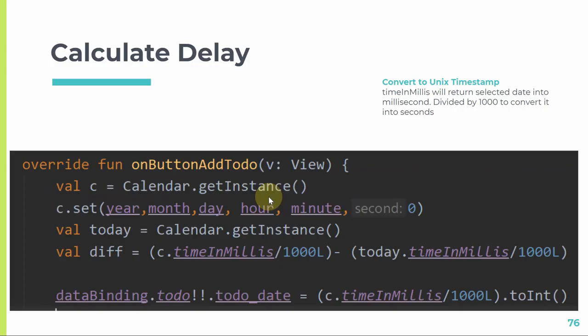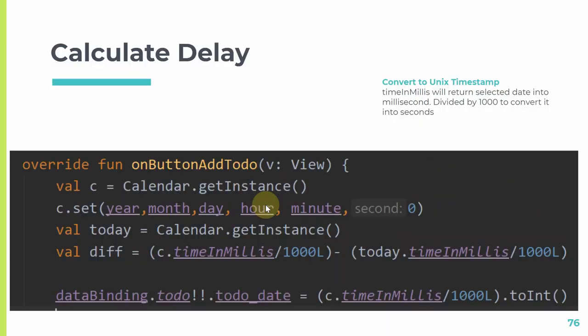So we already have the date and time, and what we need to do is convert it to the timestamp, and then we can find the difference between the current date and the specific date time that we pick. So we can calculate that, and we can have the seconds, the timestamp in Unix time, so we get the seconds delay between those dates.